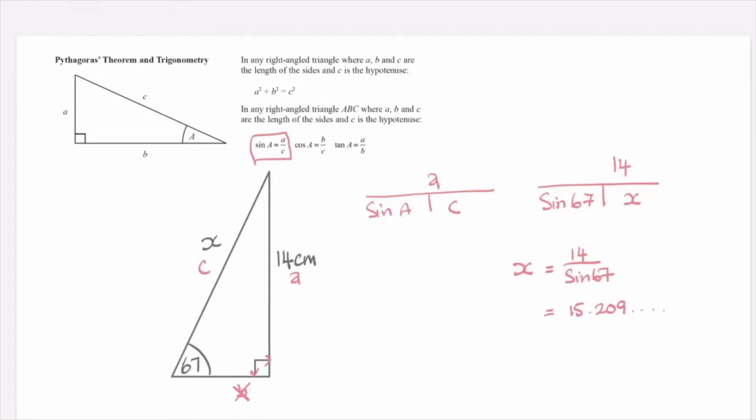So it doesn't matter where the x ends up. If the numbers that you've got left are on top of each other, you divide. If they're side by side, you times. And you always write that x equals first.